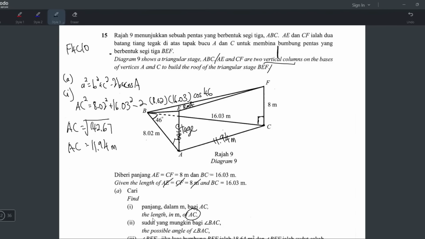Okay, number 2, find the possible angle of BAC. Why do they say possible? Sudut yang mungkin. So does that mean it has two answers? Because possible means you have to list out the possibilities, right?